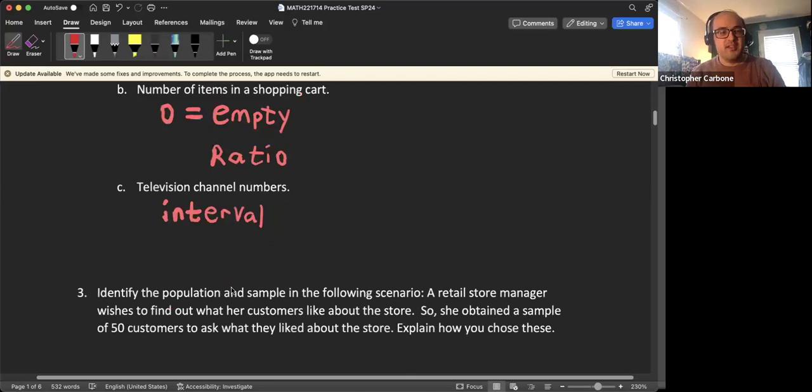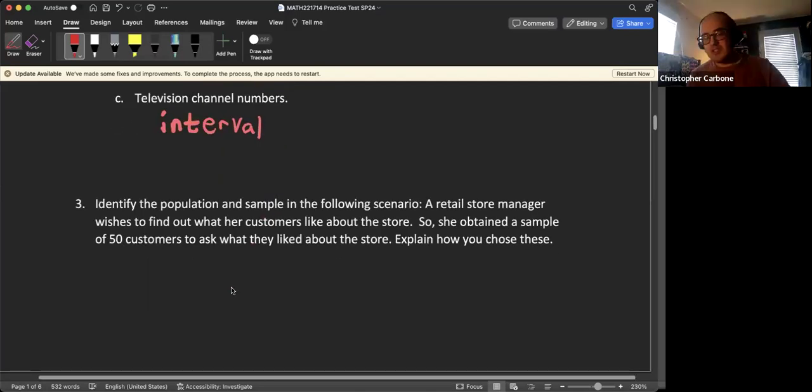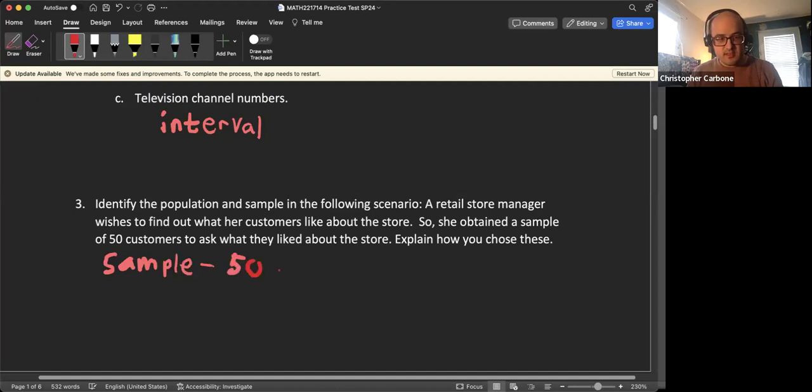The third one. I want to identify the population and sample in this scenario. A retail store manager wishes to find out what her customers like about the store. So she obtained a sample of 50 customers to ask what they liked about the store. And we wanted to, again, identify that population and sample. So the sample is going to be the 50 customers that she asked.